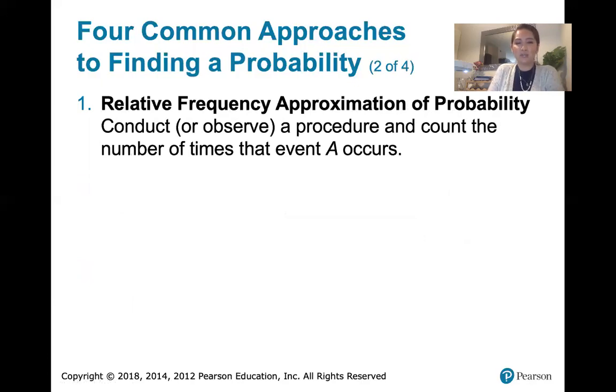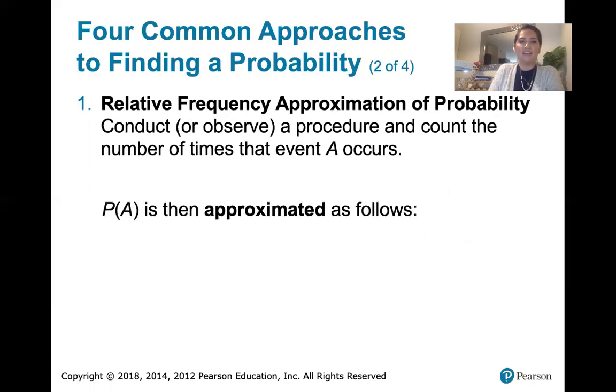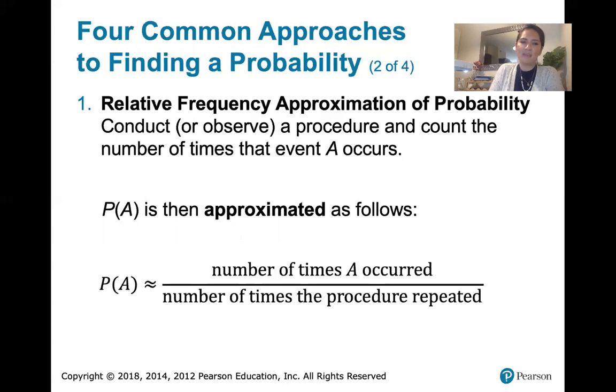So with our relative frequency approximation of probability, we conduct or observe a procedure and then count the number of times that event A occurs. Then the probability can be approximated in the following way. This is not an exact probability, but it's an approximation of the probability, and it's given by this formula. The probability that event A occurs is approximately equal to the number of times that event A occurred divided by the number of times that procedure was repeated. We're going to talk about that more when we talk about the law of large numbers in just a moment.